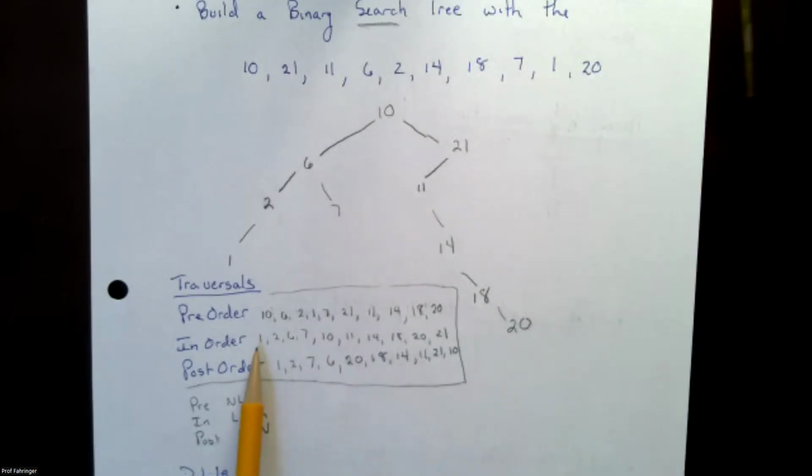In order, left, node, right. So yeah, that should give me my sorted list: 1, 2, 6, 7, 10, 11, 14, 18, 20, and 21.